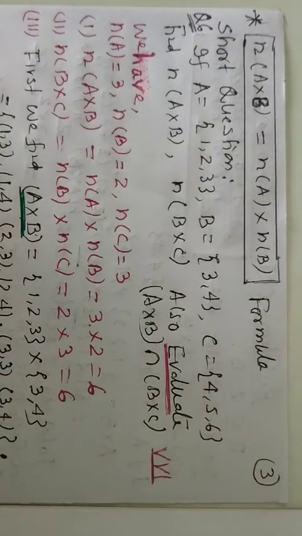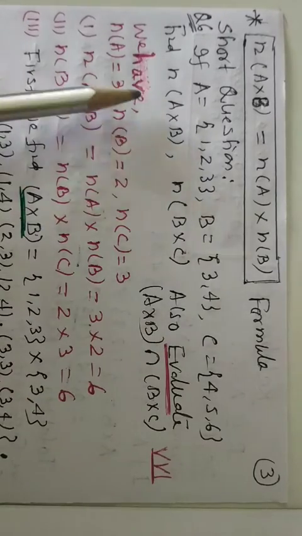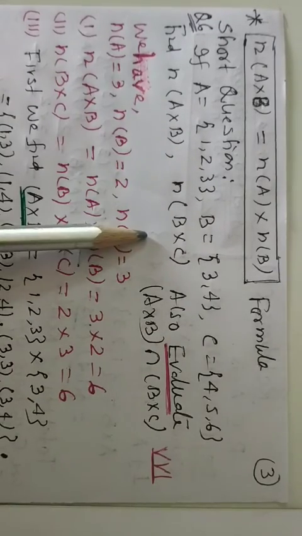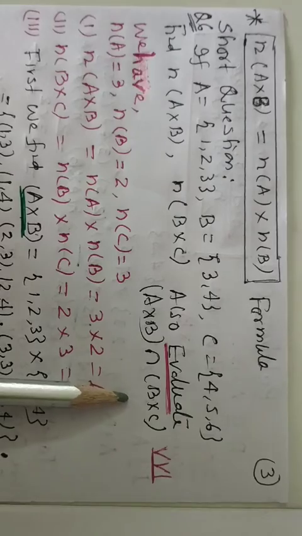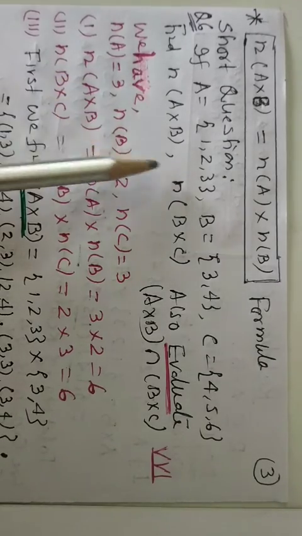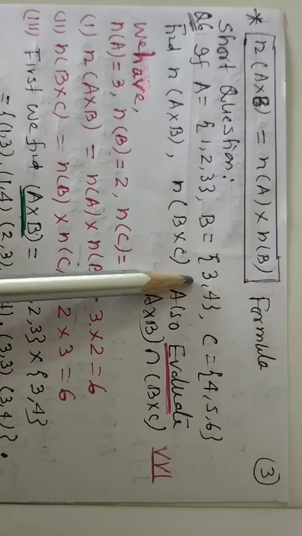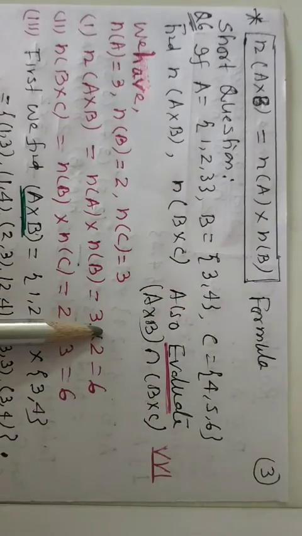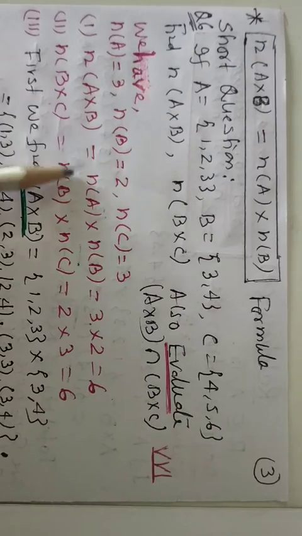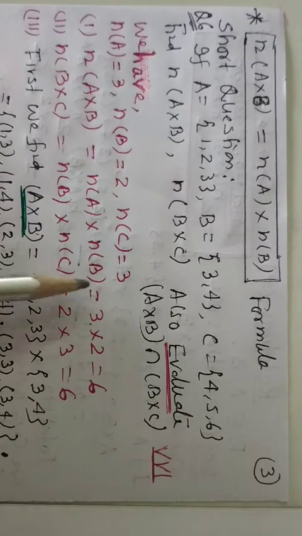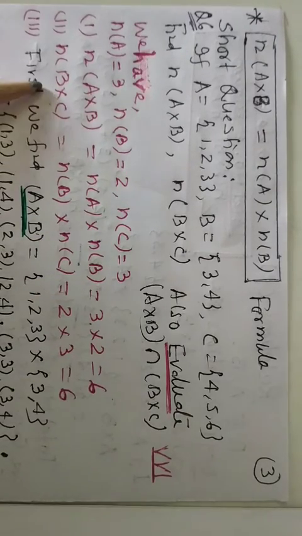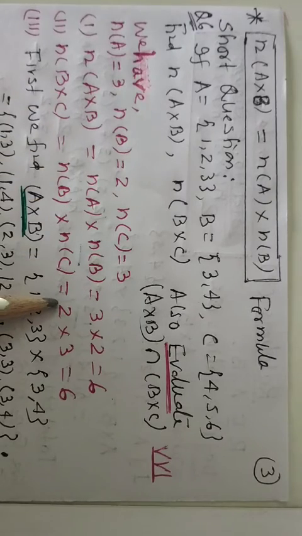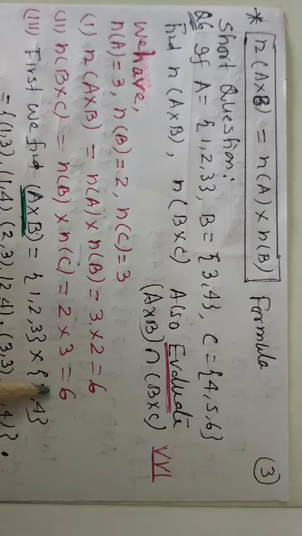Short question. A, B, C are given. Find n(A × B) and n(B × C), and also evaluate this. Now n(A) is equal to 3, because there are members 1, 2, 3. n(B) is equal to 2 members. n(C) is equal to 3 members. So to find n(A × B), use the formula n(A) × n(B). So 3 into 2 is 6 members. n(B × C) is n(B) into n(C). So 2 into 3, the values are given, we get 6 members.